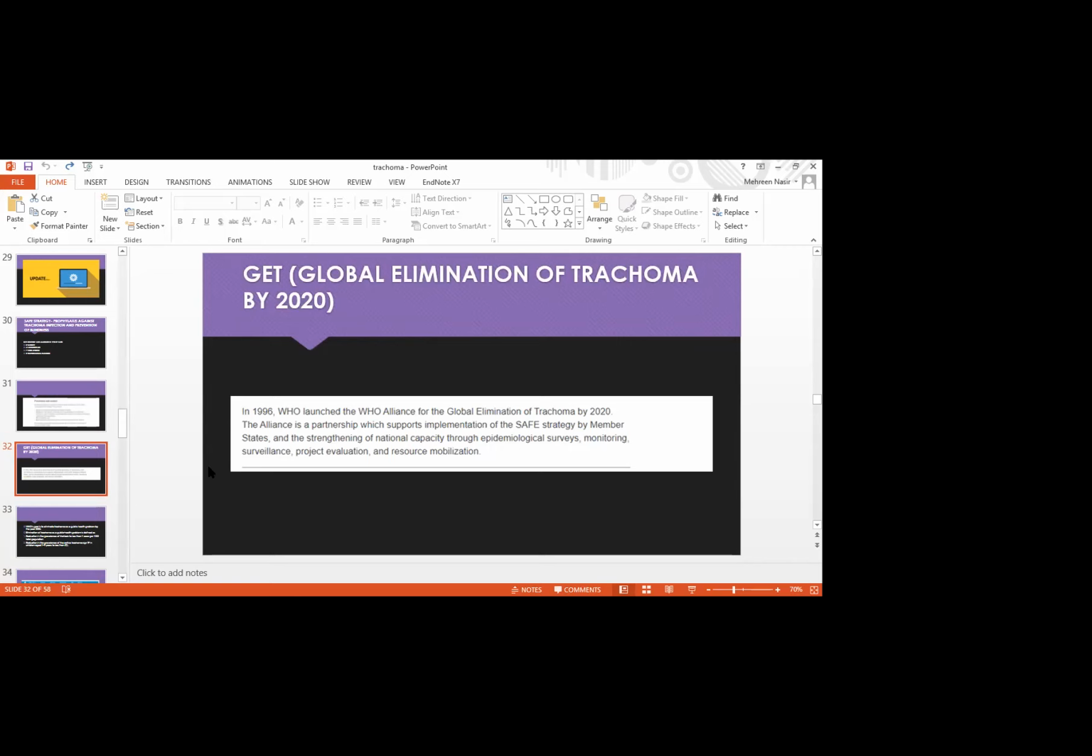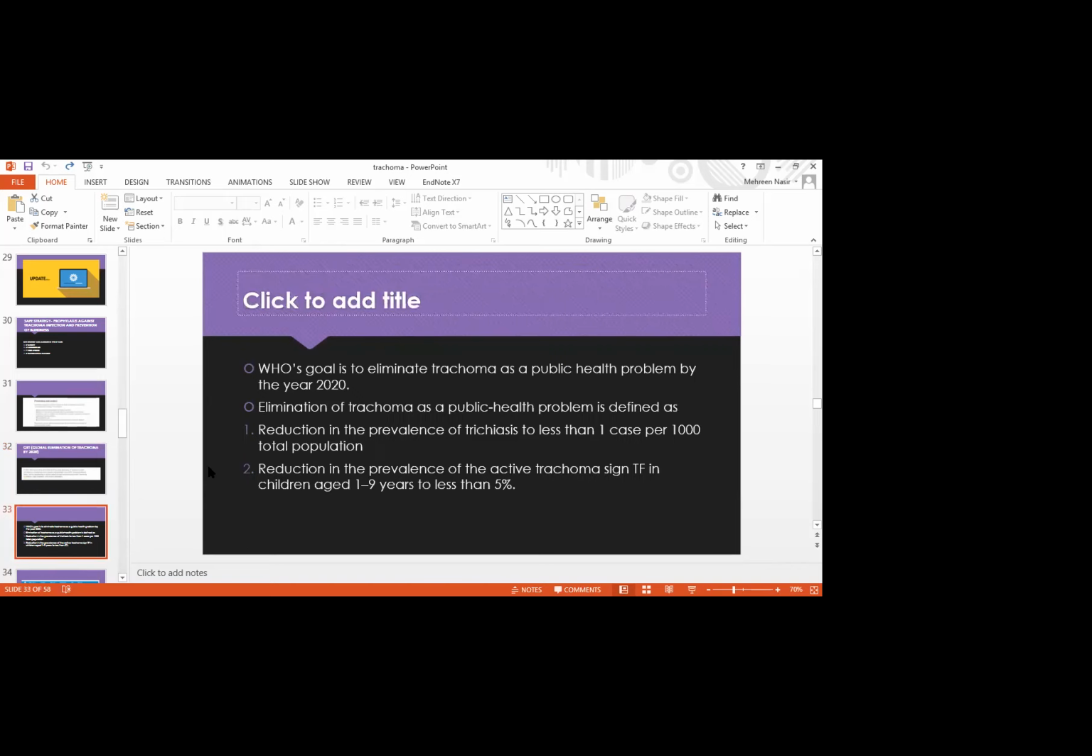After the SAFE strategy, GET, Global Elimination of Trachoma by 2020: in 1996, WHO launched the WHO Alliance for Global Elimination of Trachoma by 2020. This alliance is a partnership which supports implementation of the SAFE strategy by member states and strengthening the national capacity through epidemiological surveys, monitoring, surveillance, project evaluation, and resource mobilization. A WHO goal is to eliminate trachoma as a public health problem by the year 2020.